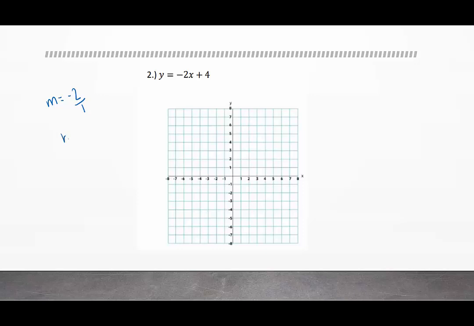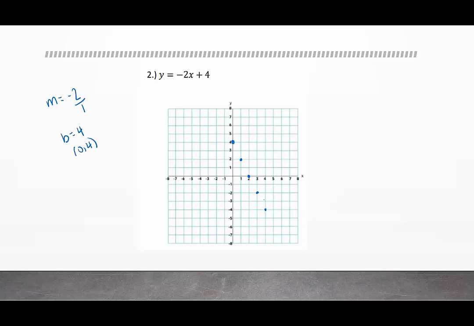And the y-intercept this time is 4. That's the ordered pair (0, 4). So I want to graph (0, 4). That's 0 left or right, but I go up 4. And then I'm going to use the slope to find additional points. The slope tells me I have -2 over 1: go down 2 and to the right 1, down 2 and to the right 1, down 2 and to the right 1, down 2.